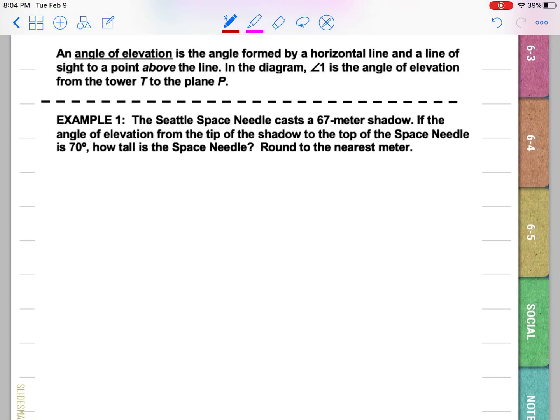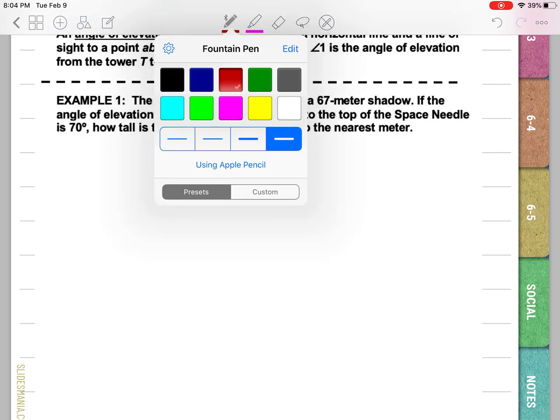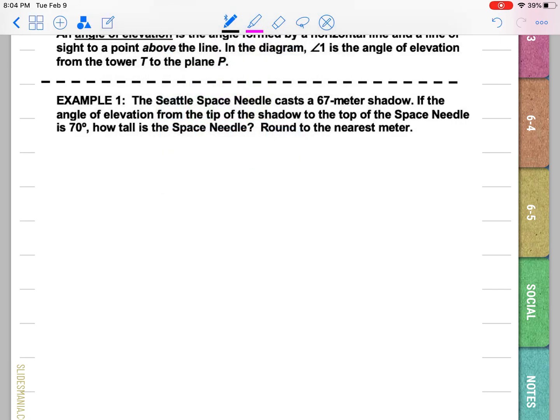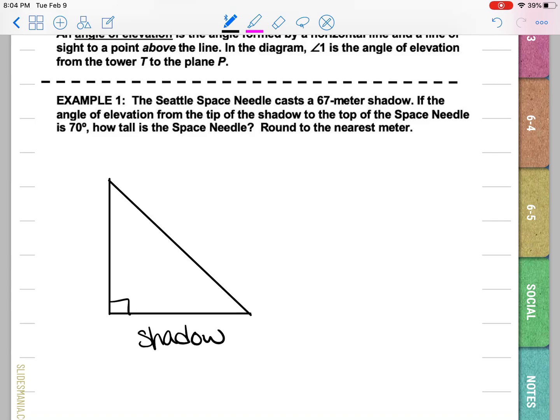So let's look at the first example. So remember we said that no matter what, we're always going to start with a right triangle. So let's go ahead and draw that right triangle, and we'll add to it. So we know that the Seattle Space Needle casts a 67-meter shadow. Well, we know shadows are always found here on the ground. And so we know that that is 67. If the angle of elevation from the tip of the shadow to the top of the Space Needle is 70 degrees, how tall is the Space Needle?